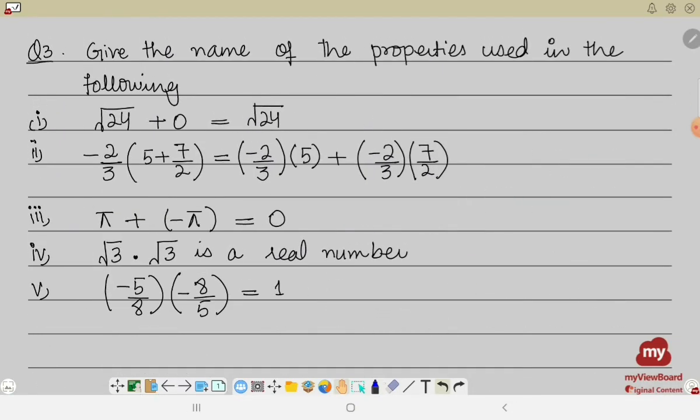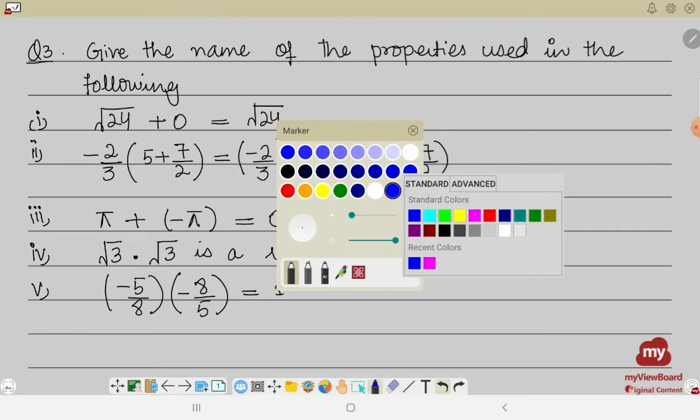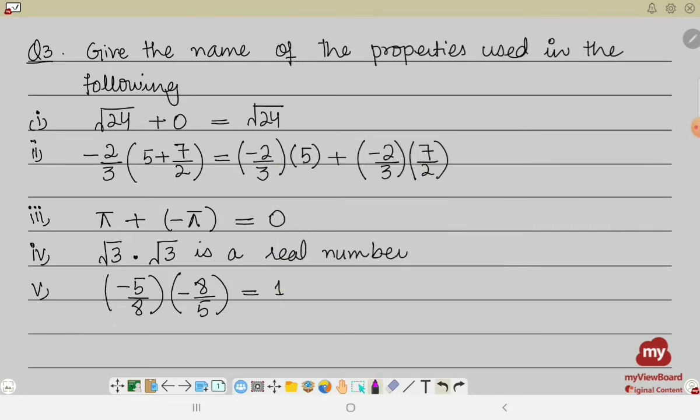Question number 3. Let's use some other color. Okay, give the names of the properties used in the following. Square root 24 plus 0 gives the same square root 24. So the identity is being added. So this is going to be the additive identity. Okay, next, what do we have? Multiplication is there and plus is also there, and multiplication is distributive over addition. So this is going to be the distributive property.